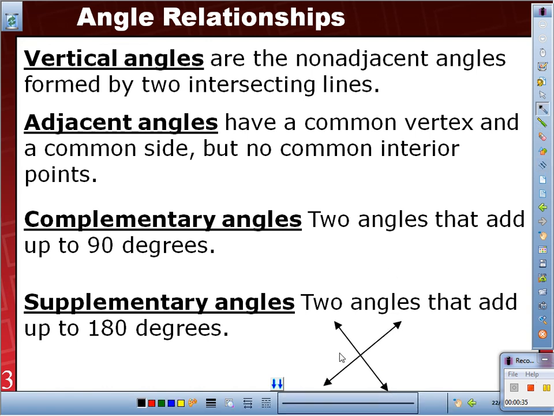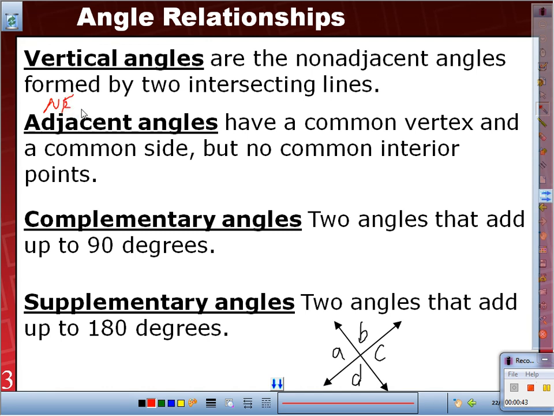and I label this A, B, C, and D. Adjacent, we said that it means next to. So two angles that are next to each other share a common side and a common vertex. The vertex is the point where all angles start, which is there. So two angles that share a common side would be A and B. They're side by side, that means next to each other, and they share this side right here. Do you guys see that?